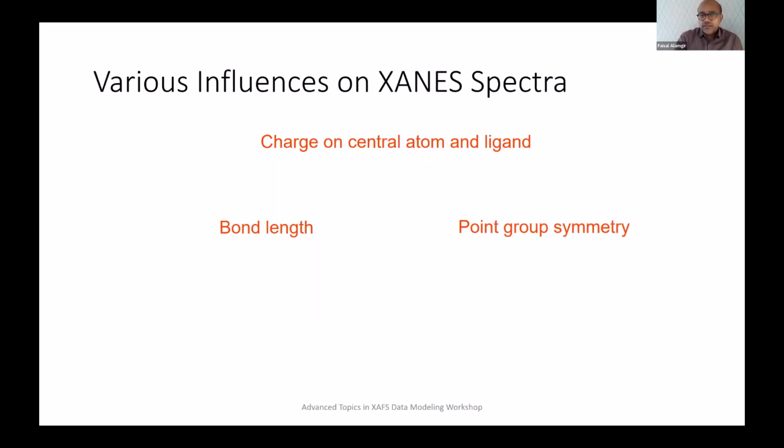A caution that others have already spoken to in previous talks, and it's not the big focus for my talk, but just wanted to point out that what you see in the XANES features are interconnected. There's a lot of coupling going on between the bond length, the charge on the central atom, and the ligand, as well as the point group symmetry. And so you have to be cognizant of this fact before you start overinterpreting your data.